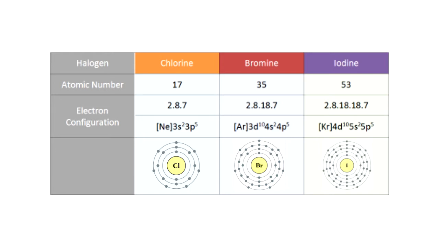Next is iodine molecule, which was discovered by Bernard Courtois in 1811. The atomic number of this element is 53.